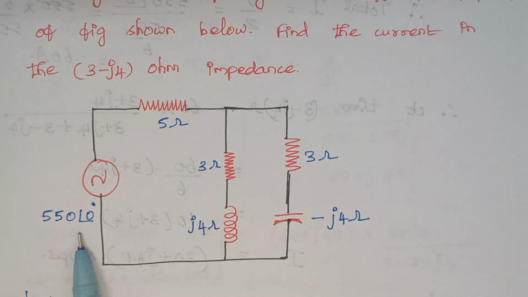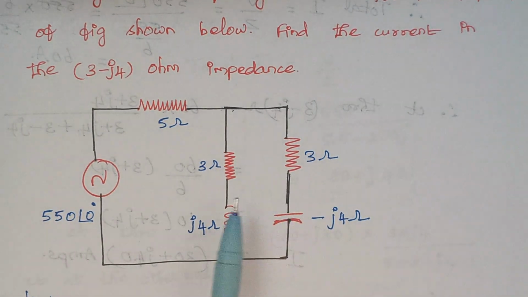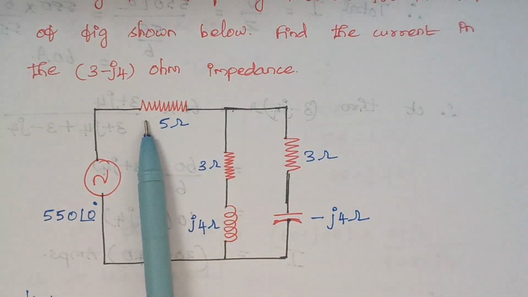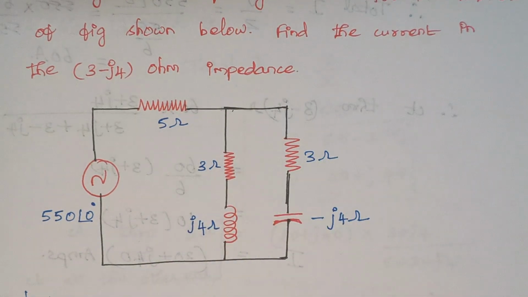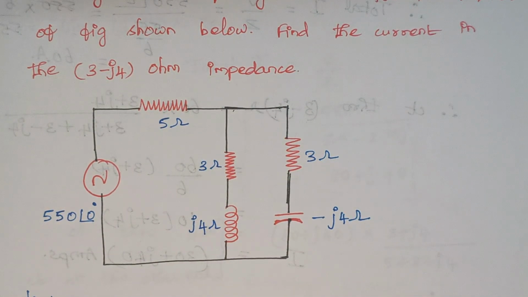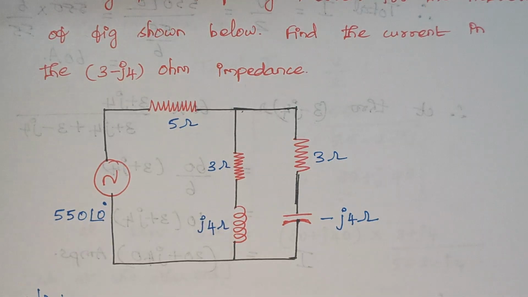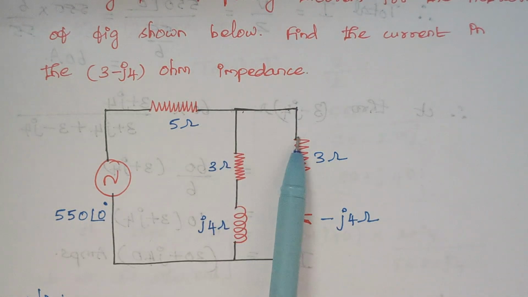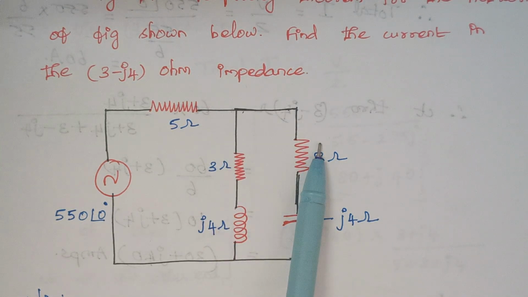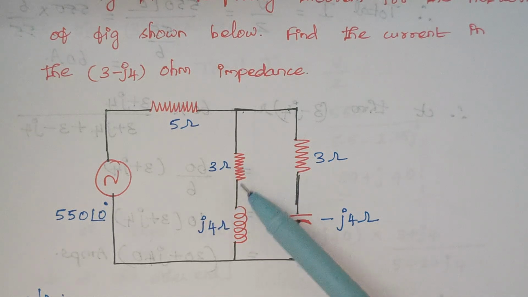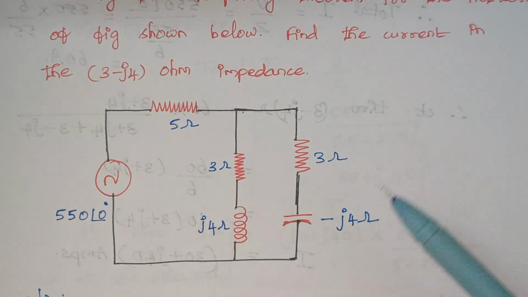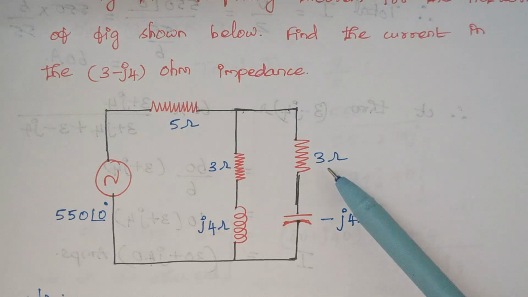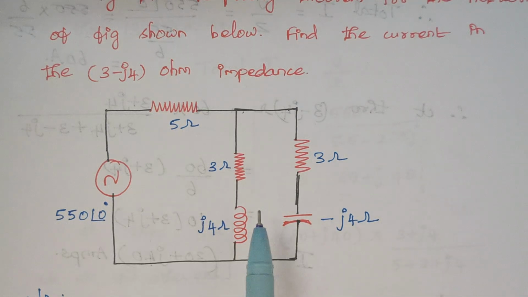So here we are having a voltage source and there are two parallel branches. Apart from that, we are having a resistor. Right. So the first thing is we are finding the total impedance of the circuit. So how to calculate the total impedance? You see, these two branches are in parallel. So the impedance of this branch will be 3 plus J4 and the impedance of this branch will be 3 minus J4.